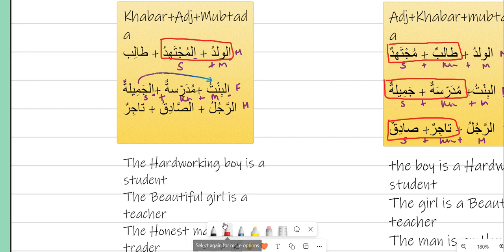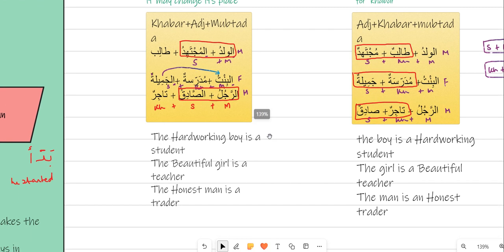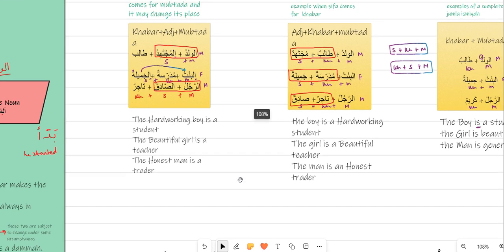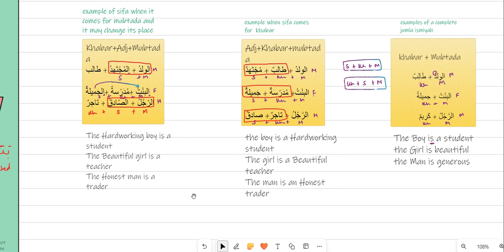So I gave you one example of sifa when it came after the khabar, but the sifa was for the mubtada. So this is sifa and this is khabar. So these are the examples I had to discuss to just give you an idea about how the sentences come in Arabic. And if you understand the structure, you will not get confused in future, inshallah.